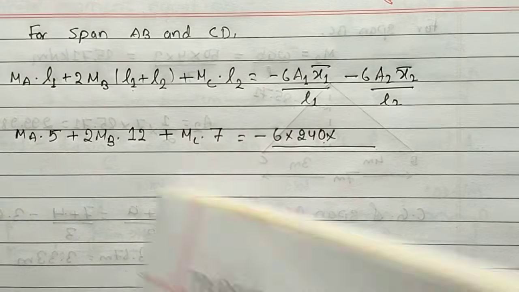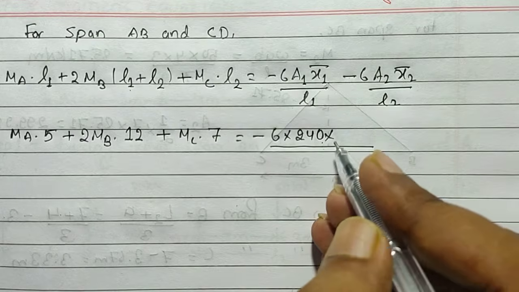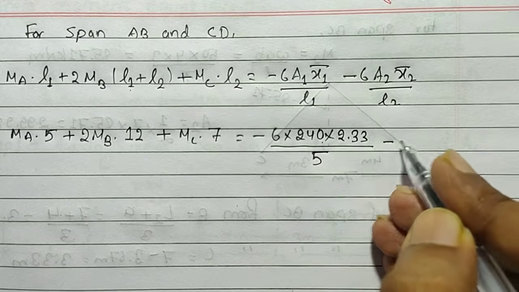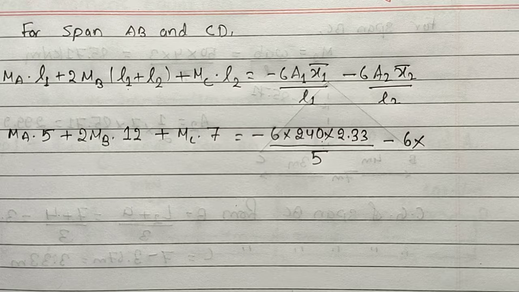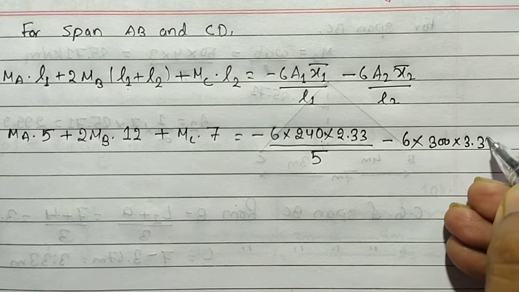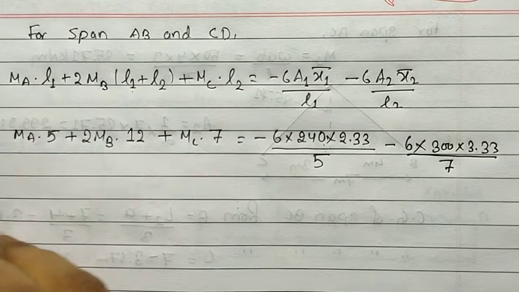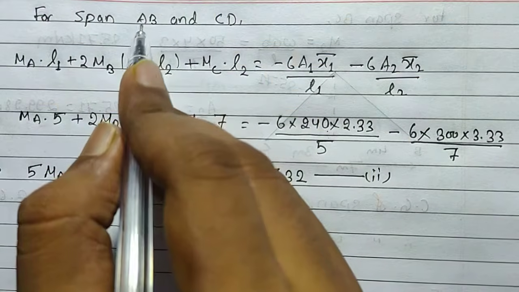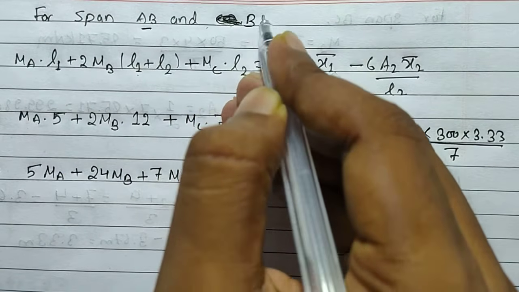So on doing so we need to put down the value here, 2.33 divided by 5, minus 6 into, and the value of A2 is 300, into 3.33 divided by L2. L2 is 7 meters. So on solving this we will have equation 2. I am extremely sorry for this. This is span AB and here it is going to be span AB and BC.